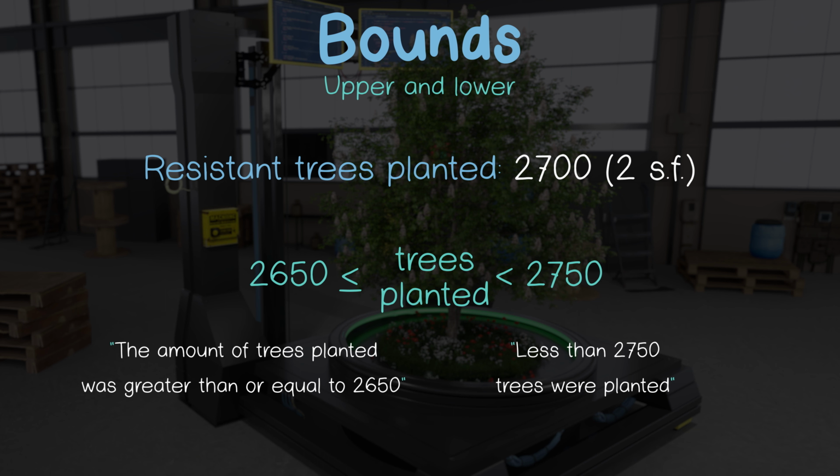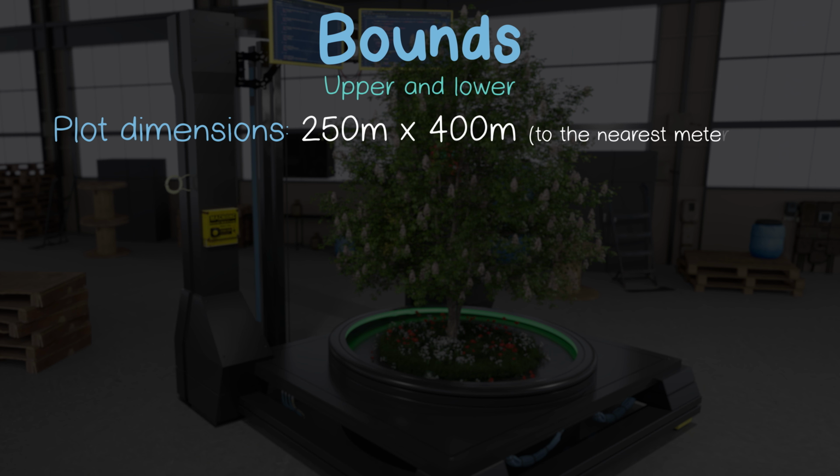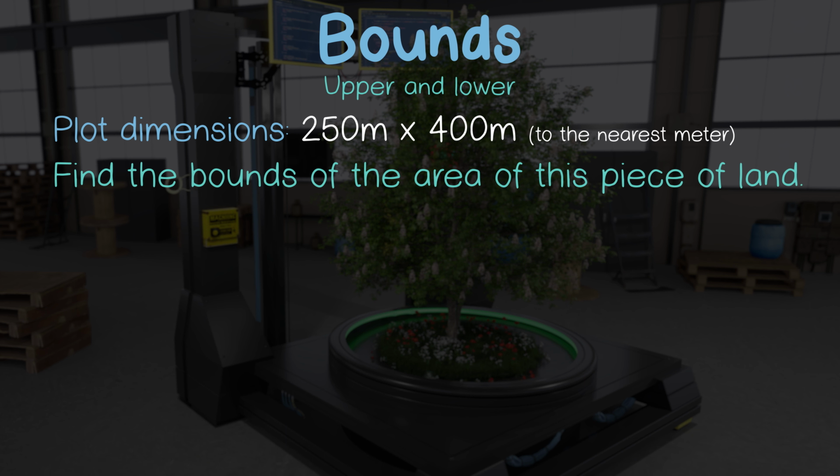The last thing I want to do in this video is introduce you to questions that look a lot harder, but really just require a small amount of extra work. The plot of land that these trees were planted on was 250 meters wide and 400 meters long. These were both measured to the nearest meter. Find the upper and lower bounds of this plot of land's area.